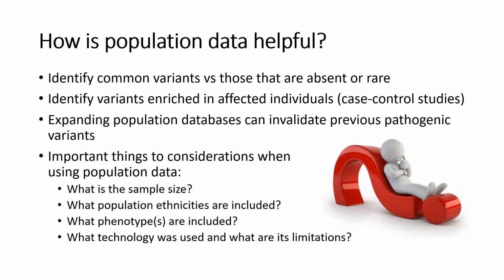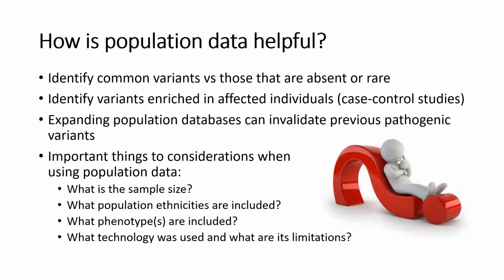So how is population data helpful? Well, it allows us to identify which variants are common and therefore generally thought to be benign for traditional Mendelian disease from those that are rare or even absent from these large data sets. It is important to remember that rarity does not automatically mean that a variant is pathogenic or disease-causing, only that it is uncommon enough that it is possible.